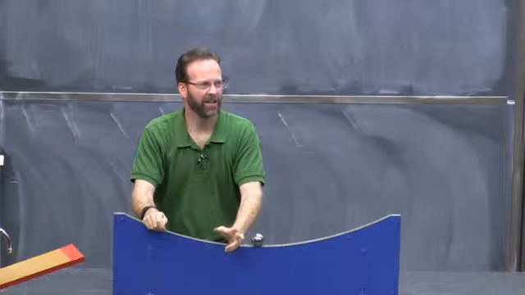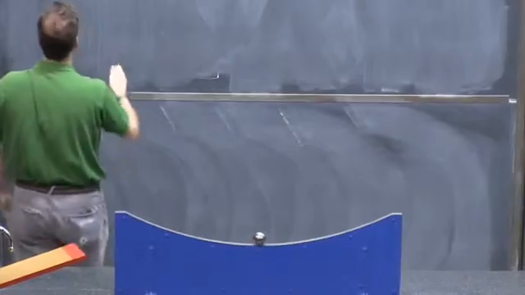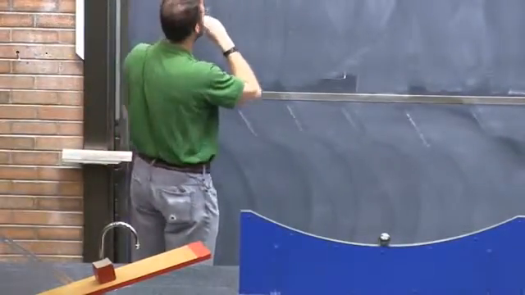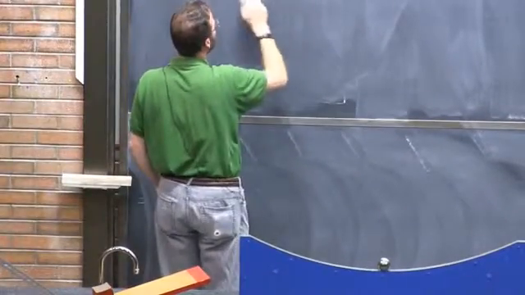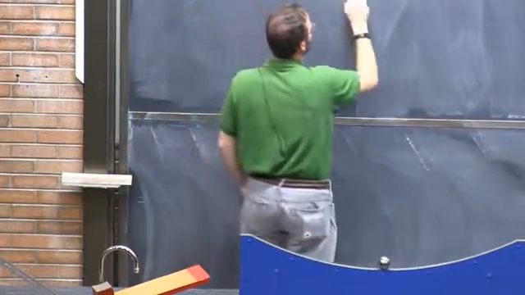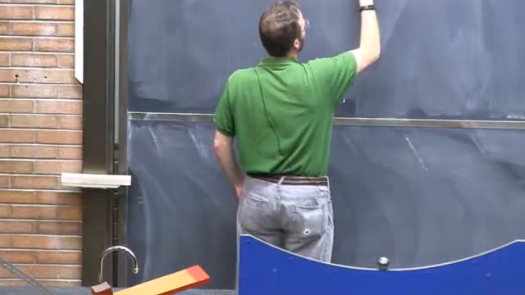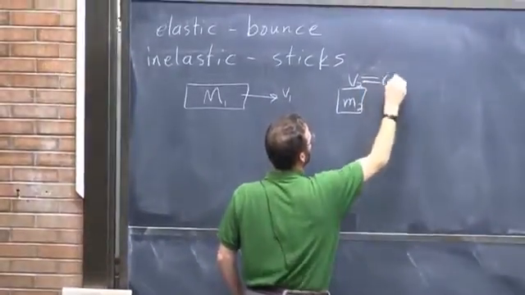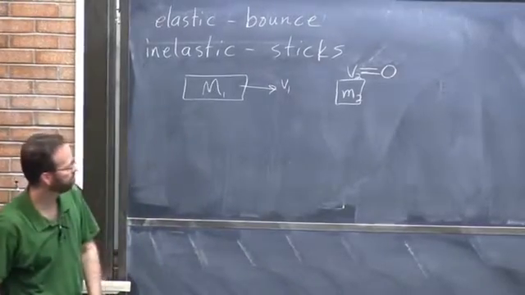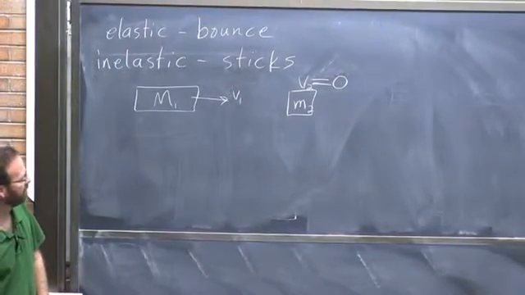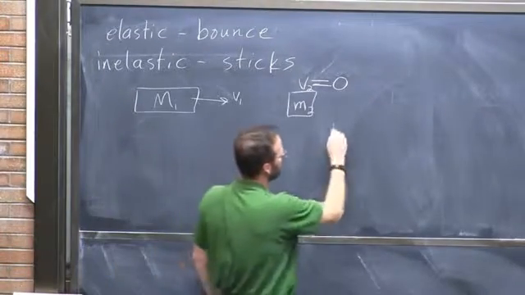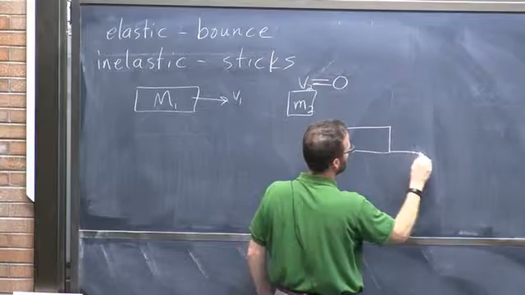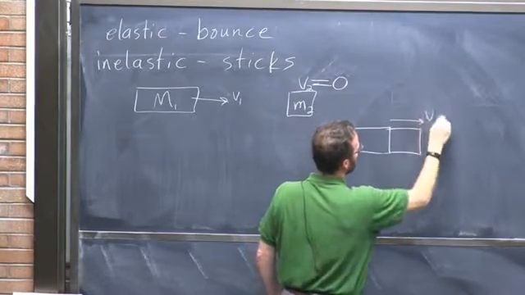Then I did an inelastic with different masses. And I wanted to write that one out. I don't remember how I did this. Let's see. I think I had a big one coming in with some velocity, hitting a smaller one that wasn't moving initially. And even had I not shown you, I think your gut would have been right. We saw that they went off together with some final velocity.